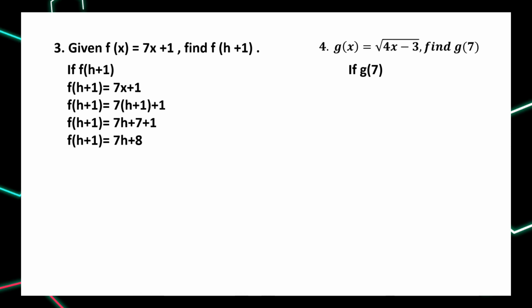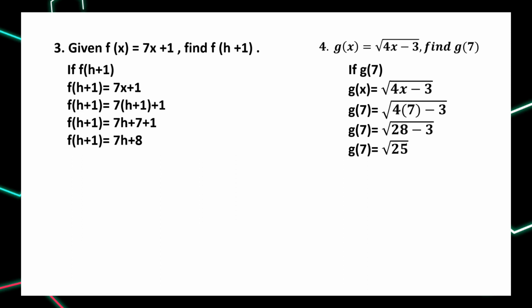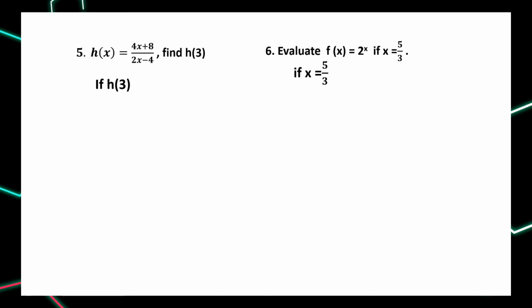For number 4, as you can see, we have here the radical expression or radical symbol. So we will change g of 7 in x. So this will become the function g of 7. We will change x by 7, and 4 times 7, that is 28, minus 3, so that will be 25, and the square root of 25 is 5. So square root means ano yung number na magkamuka na pag pinag-multiply mo sa sarili ay makukuha mo yung 25, and that is 5.